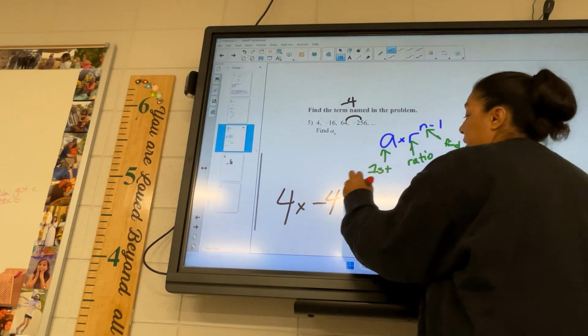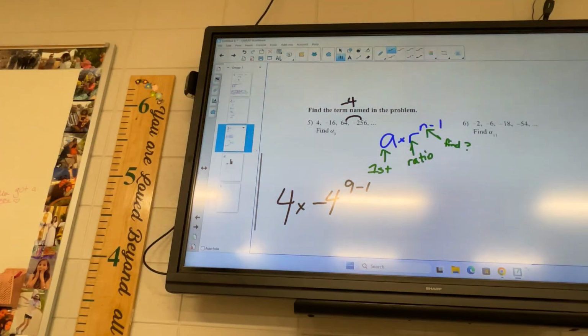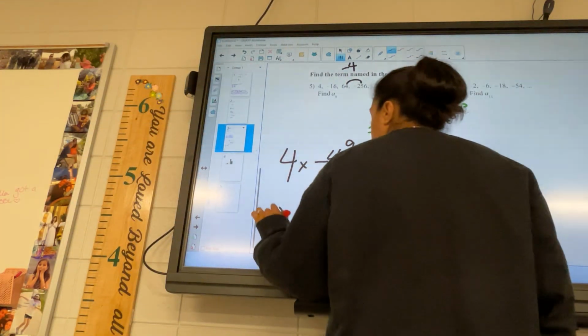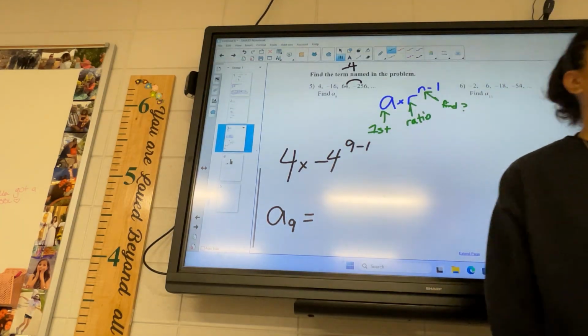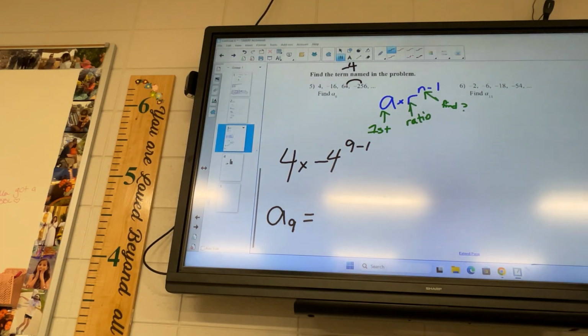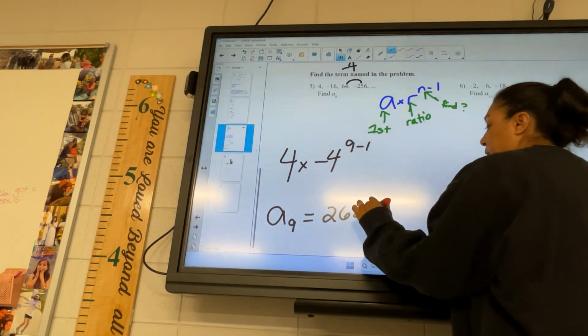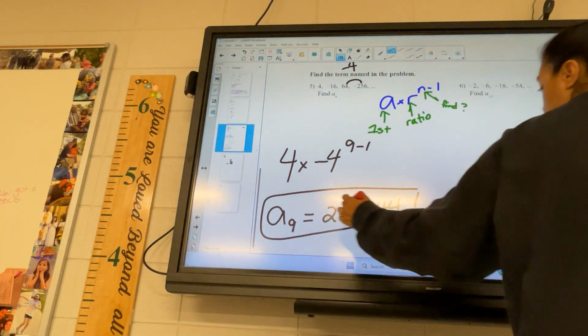So my A is 9. Okay, so my N is 9. So 9 minus 1. And you're just going to type that in your calculator just like that. Okay, 4 times negative 4 to the, and then put the power. So 9 minus 1. What number do you get? 262144. It's negative. Negative, thank you.